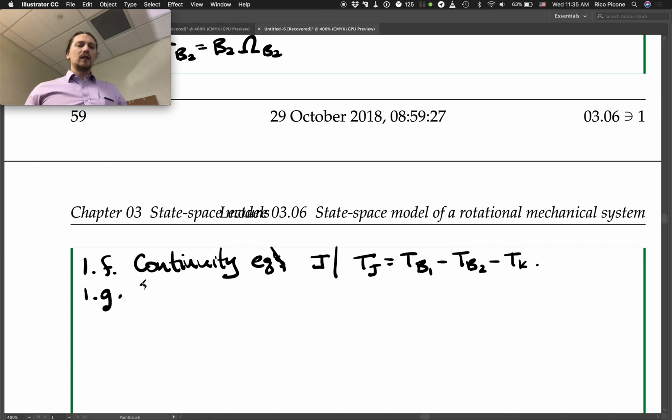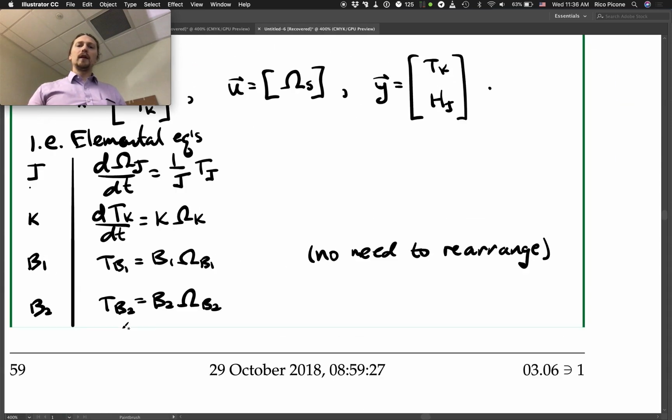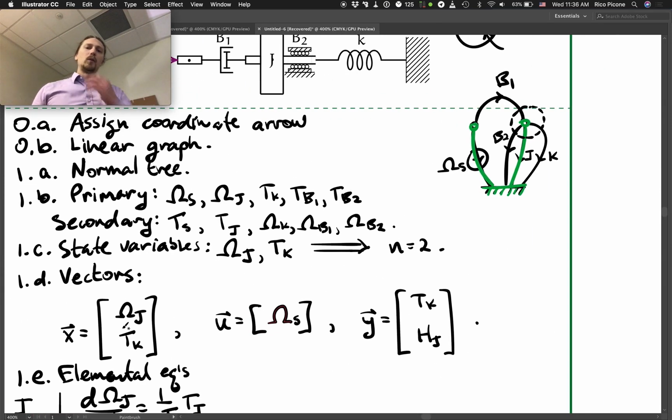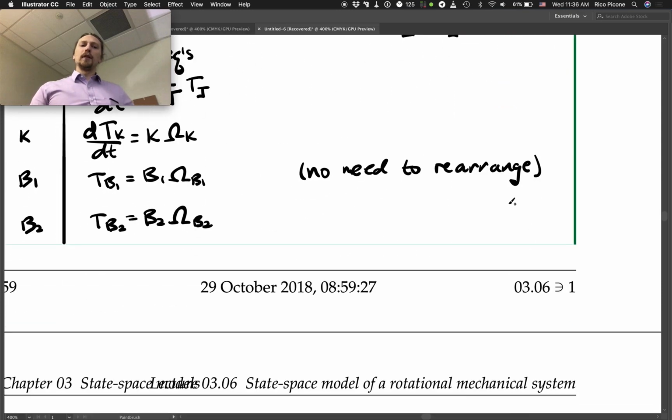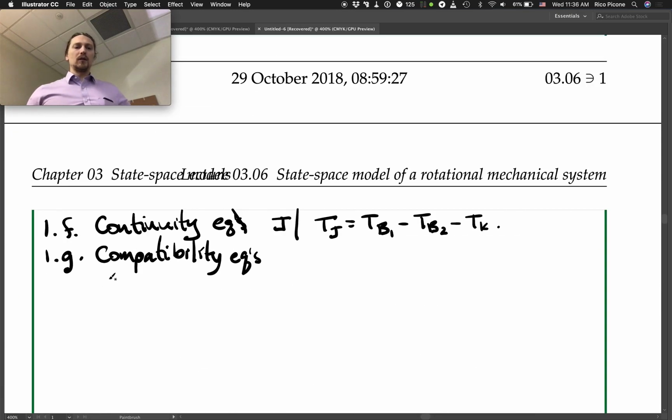1G, compatibility equations. For these, we need one for each link, right? So K, B1, and B2 are the three that we need.